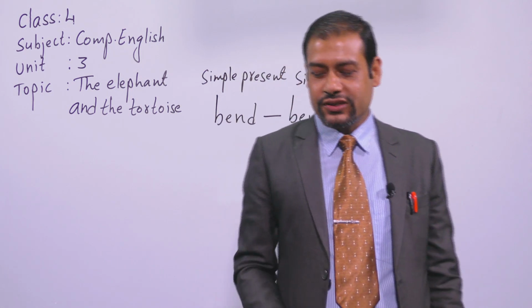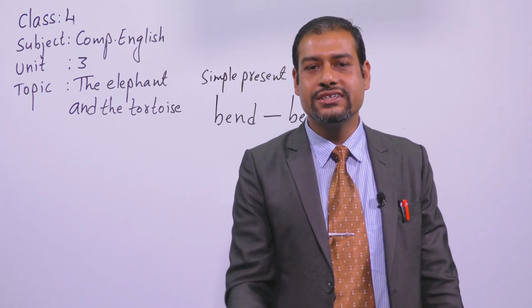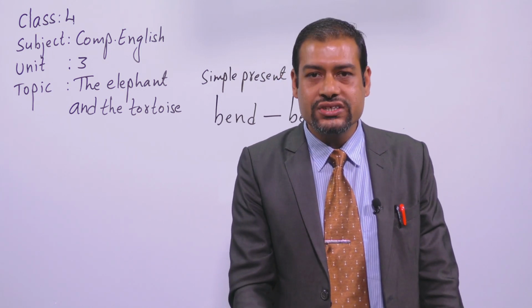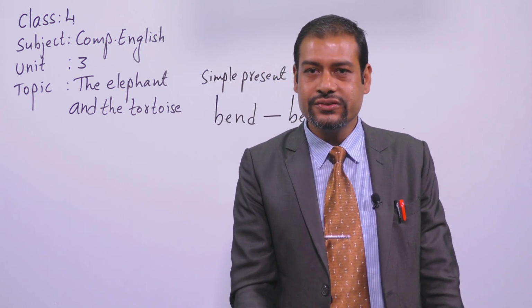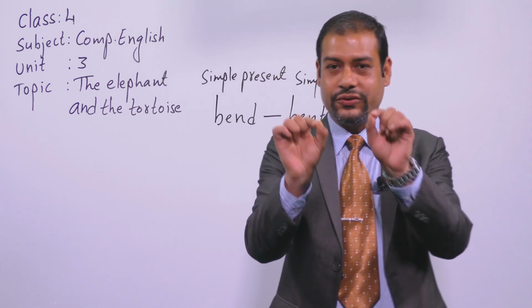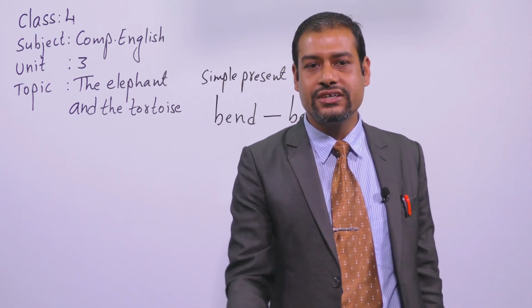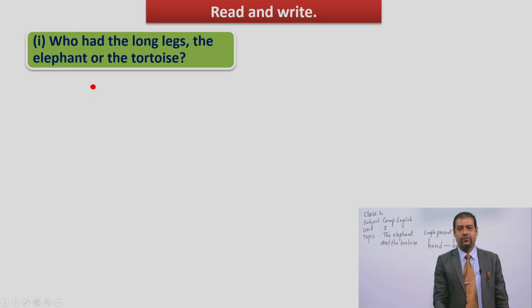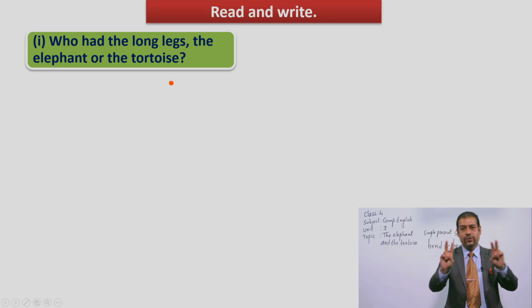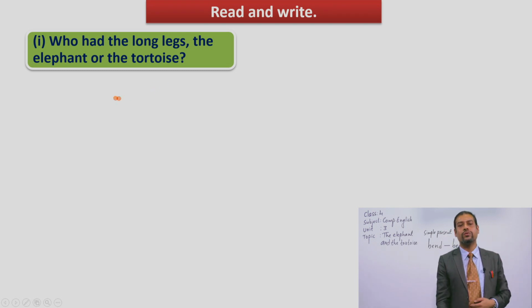Very good. After finishing this story, dear students, I would like to give you some questions from your textbook. Are you ready? Very good. Please be ready with your notebook and your pen or pencil. Now the questions for you. The first question: who had the long legs, the elephant or the tortoise? Dear students, there were two characters in our story. One was the elephant and the other was the tortoise. So the question is, who had the long legs, the elephant or the tortoise? Please write it down in your notebook. Later on, you will check with me.